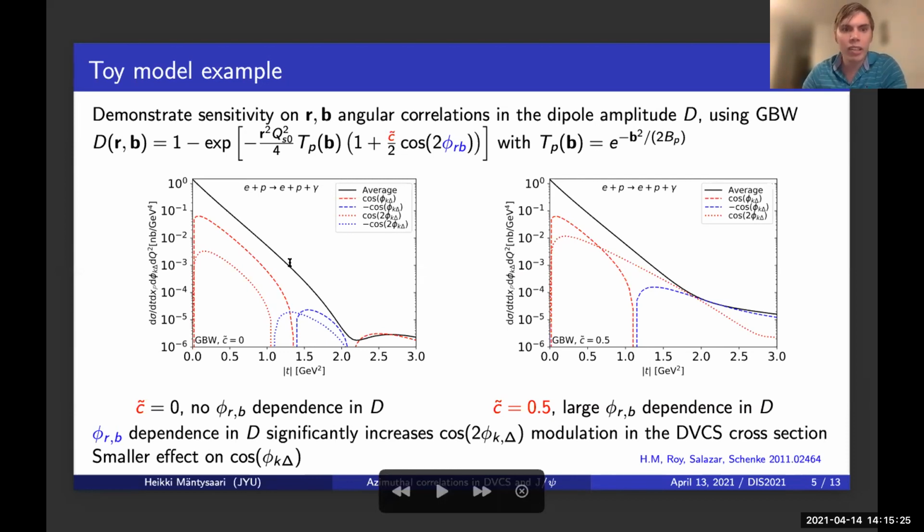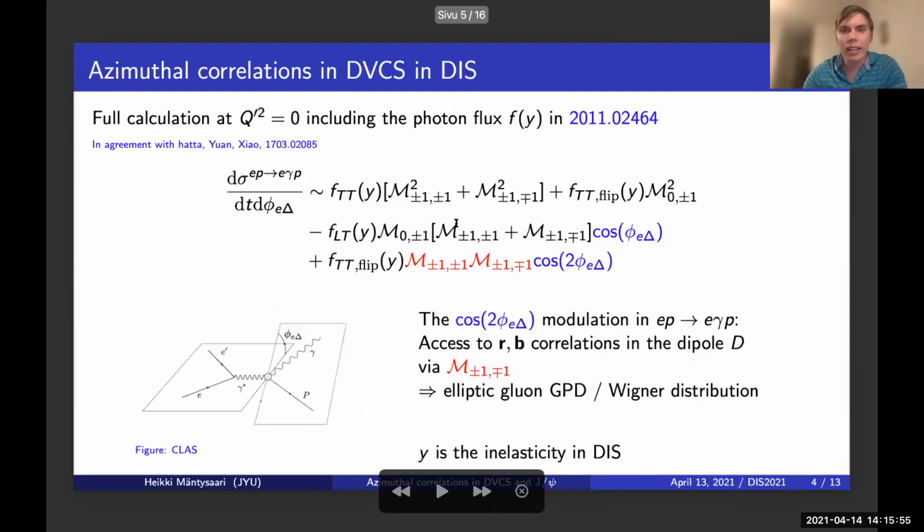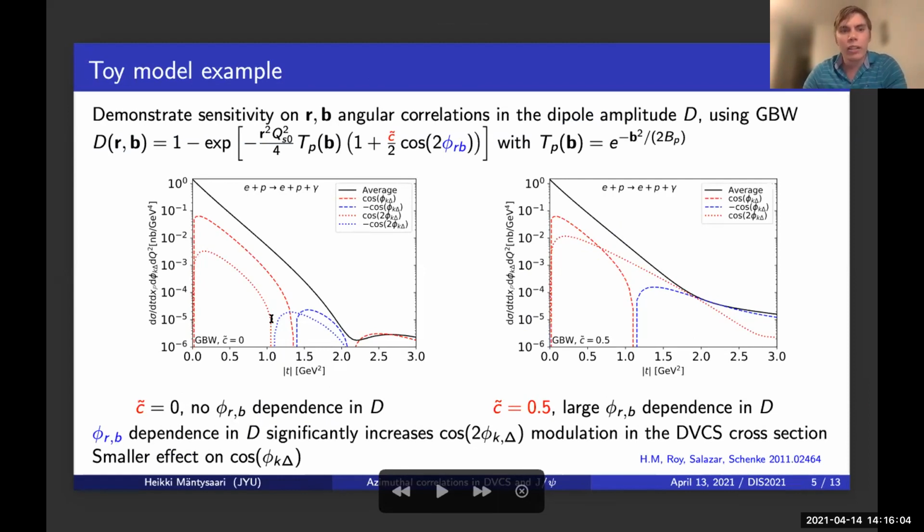So this is the DVCS cross-section as a function of squared momentum transfer. The solid black line shows the part of the cross-section that does not depend on the azimuthal angle between the electron plane and the plane where the produced photon goes. And then what I'm showing is the coefficient of the cosine phi part of the cross-section. So this dashed line here is exactly the part that multiplies the cosine phi in this expression for the total DVCS cross-section. And similarly, that dotted line is the coefficient of the cosine 2 phi term.